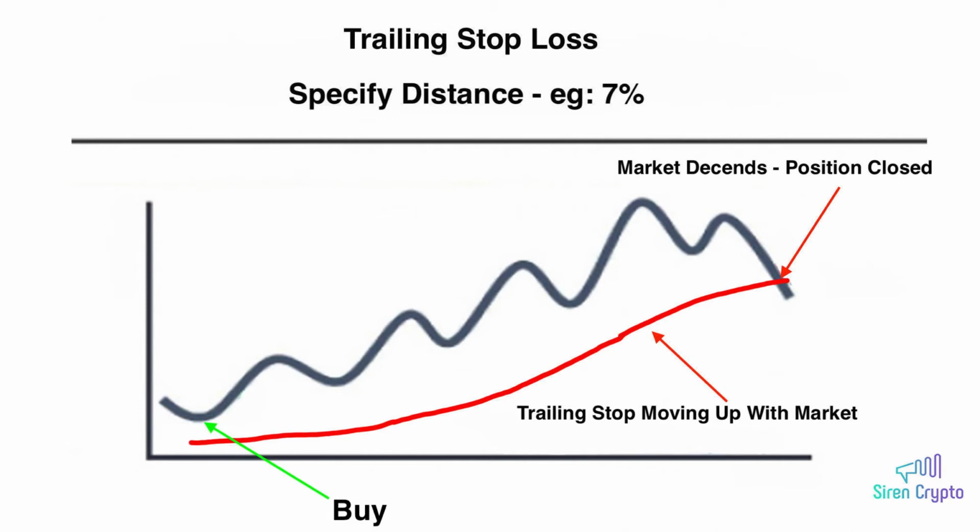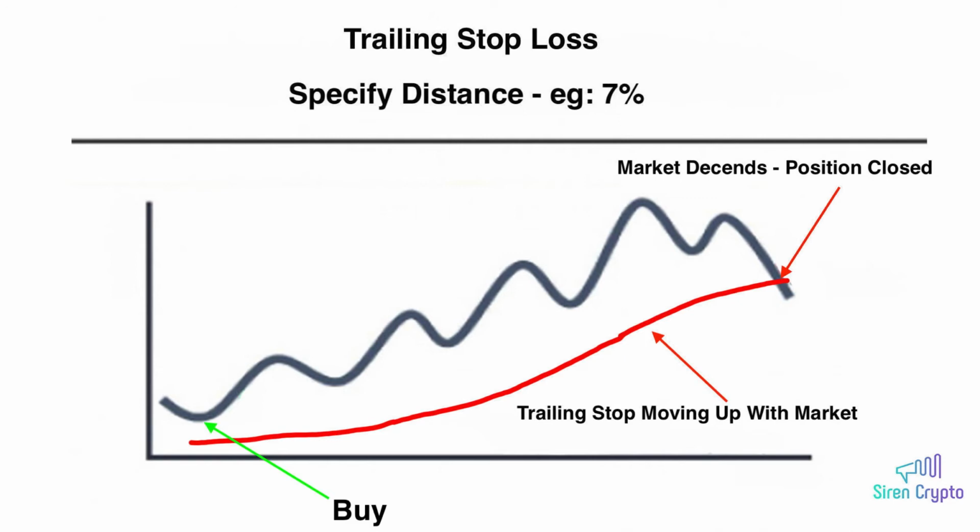So with a trailing stop, you're going to specify a distance, just as with a regular stop. So let's say, for example, we want to put our stop in at 7%. On this example here, we're going long. So we buy here where indicated, and your trailing stop begins its initial level here, 7% away. As the market rises, your stop will move with it and remain 7% away.